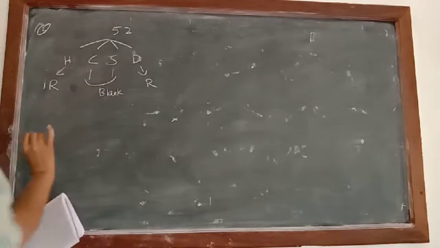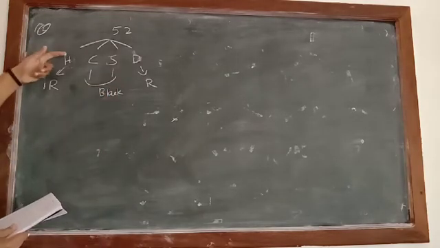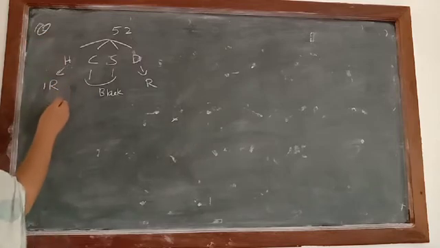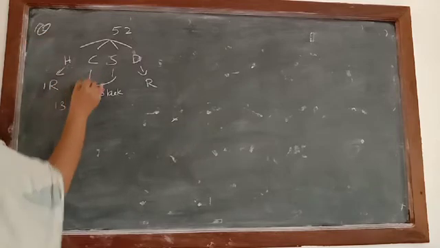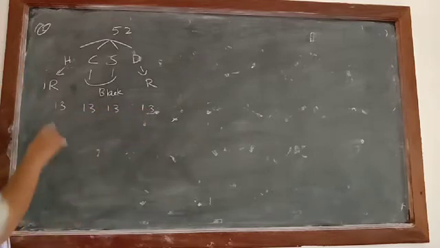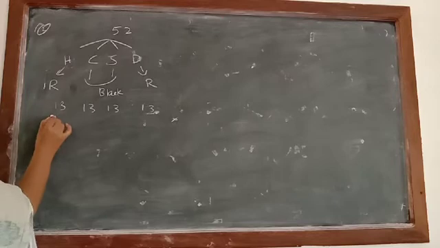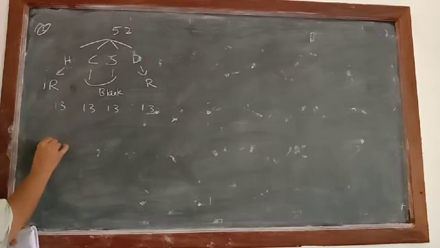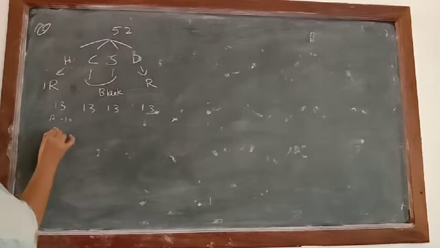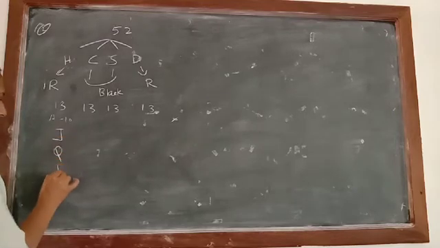Correct? So now in each combination, how many cards are there? In heart, how many cards are there? 13. In the same way we have 13 cards in each combination, and in these 13, 10 are the numbers, from 1 to 10, and then we have jack, queen and king.